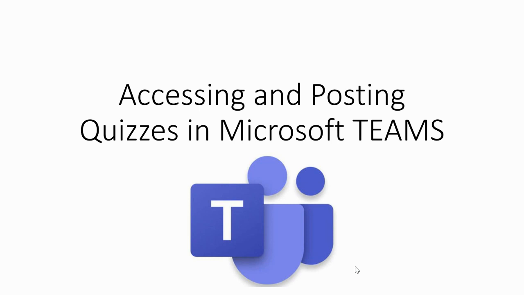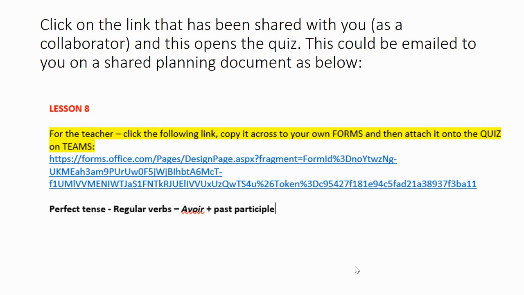In this video, we're going to look at how to access and then post quizzes from Microsoft Forms into Microsoft Teams. Firstly, you need to click on the link that has been shared with you as a collaborator, and this will open the quiz. This may have been in an email, or it could be on a planning document, as is the example below here. Anyone that clicks on the link, because it's a link for a collaborator, would then have access to the quiz, which they could then edit.